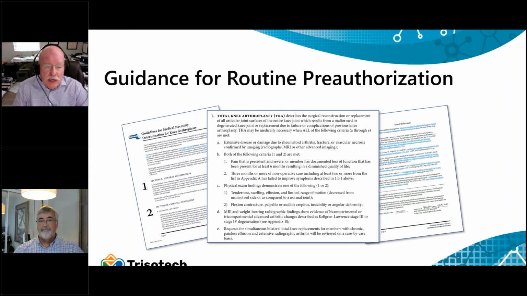If we look at pre-authorization, this is usually done in advance of a procedure, and it is to establish medical necessity. If the procedure is not medically necessary, or if pre-authorization is not obtained, then the payer does not pay for the procedure. And so this is of great concern to healthcare organizations. This is an example for a use case of the requirements for total knee arthroplasty.